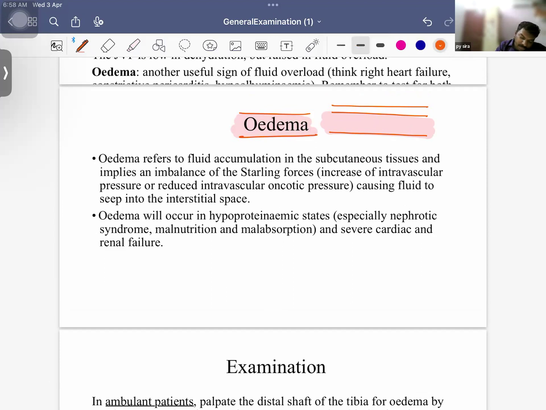First, you have to see whether the patient is mobile or bedridden. Whenever the patient is mobile, it is examined 2 to 3 centimeter above the medial malleolus. But whenever the patient is lying down, you have to turn the patient and look over the scapula and sacrum. This is usually called dependent edema.